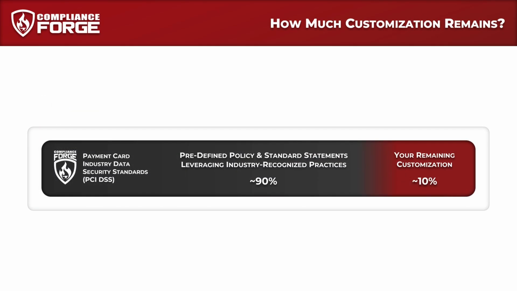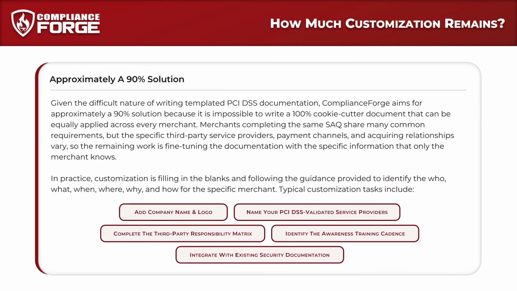So how much work is left for you? ComplianceForge aims for approximately a 90% solution because it is impossible to write a 100% cookie-cutter document that can be equally applied across every merchant. Merchants completing the same SAQ share many common requirements, but the specific third-party service providers, payment channels, and acquiring relationships vary. So the remaining work is fine-tuning the documentation with the specific information that only the merchant knows.